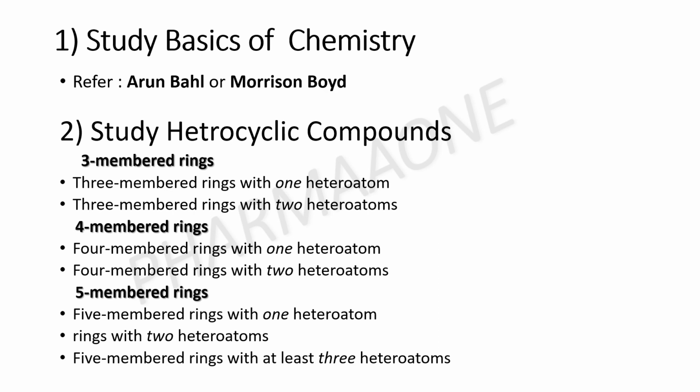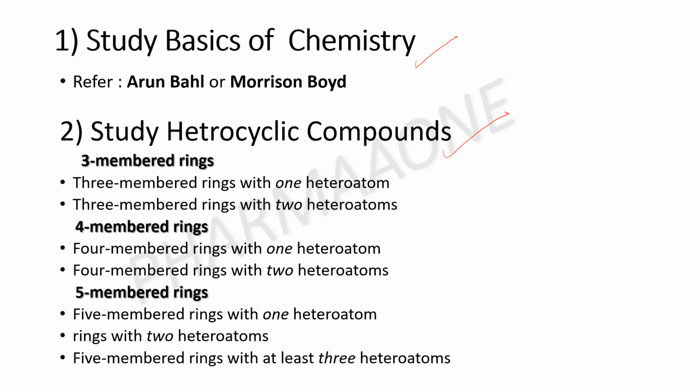Now I would like to explain the first point, study basics of chemistry. We can study basics of chemistry in Arun Bahl or Morrison and Bahl. These are two textbooks. You can study from these. Then next point, study heterocyclic compounds. After studying basics of chemistry, you have to study all heterocyclic compounds. You have to practice all heterocyclic compounds.